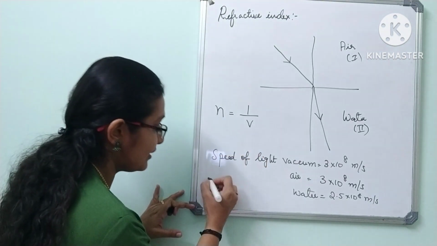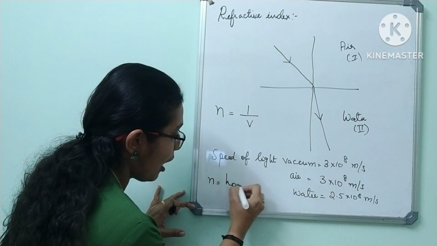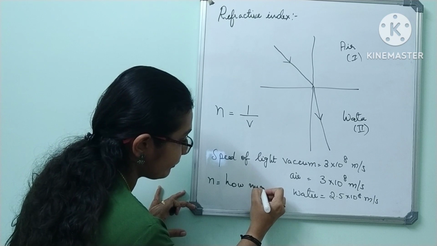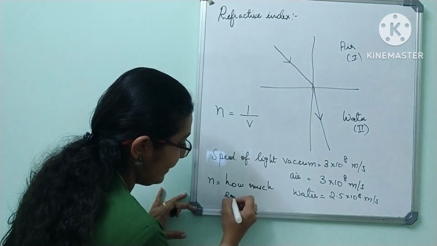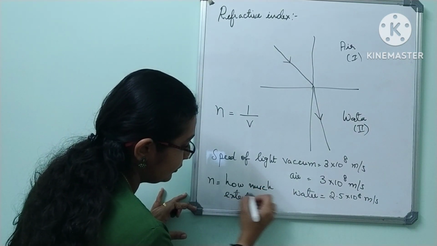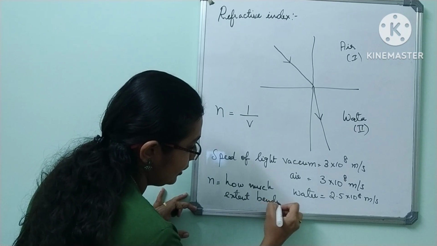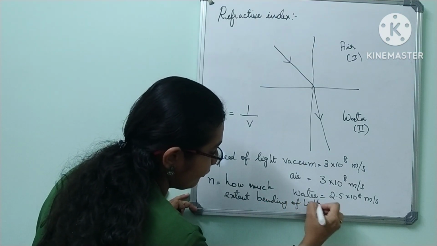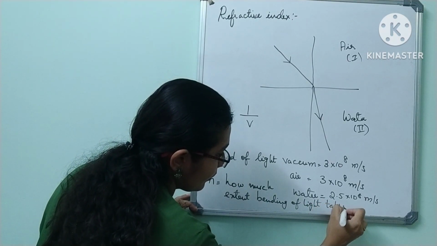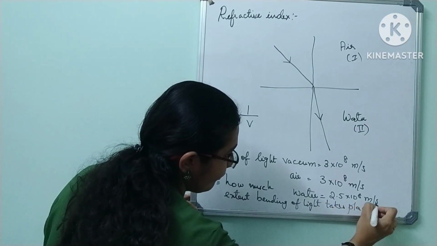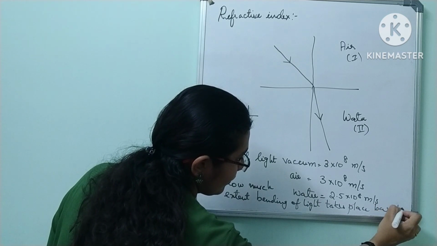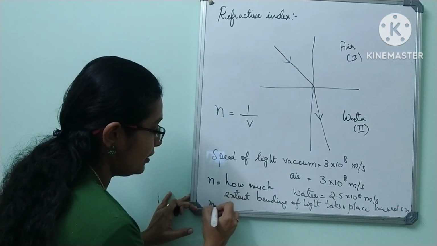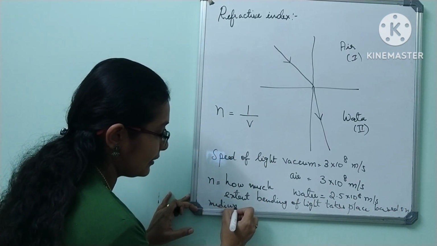So refractive index is nothing but to how much extent bending of light takes place based on medium. Clear? So this is what refractive index is.